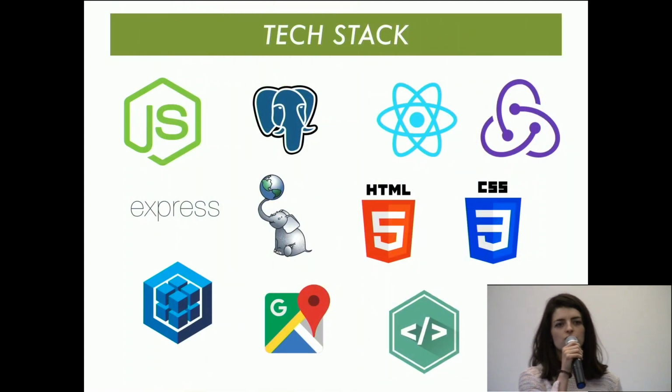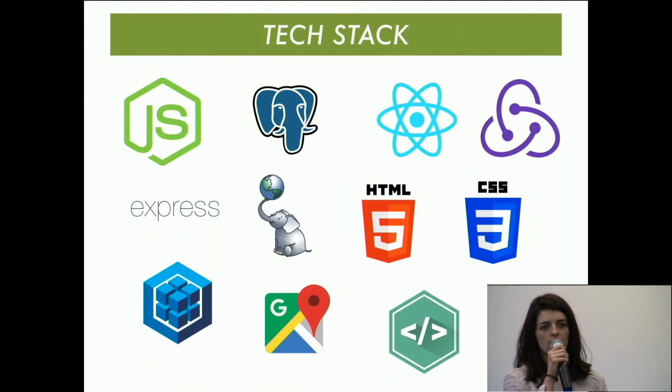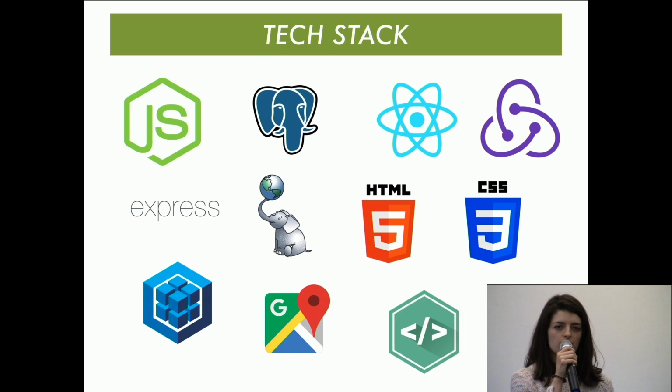On the back end, we used Node.js, Postgres, the PostGIS extension for saving location data, Express, and Sequelize. And then on the front end, we used React Native, Expo, Redux, and Native Base for styling. We also used the React Native Maps API and the Google Directions API.